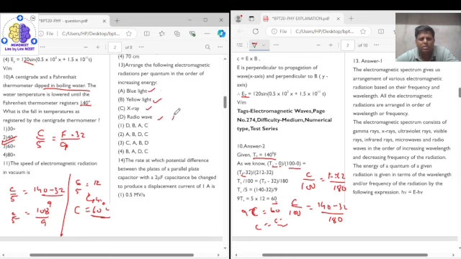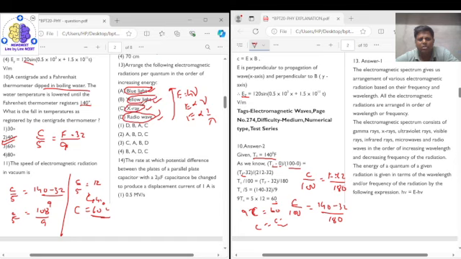Yes, this is decreasing. I arrange them in decreasing order of their wavelength, and if they are in decreasing order of wavelength, they will have increasing order of frequency, because energy is hν, that is, energy is directly proportional to frequency, or you can say energy is inversely proportional to wavelength, right? So first comes your radio wave, then comes your blue light, then comes your yellow light, and finally the x-rays, right?